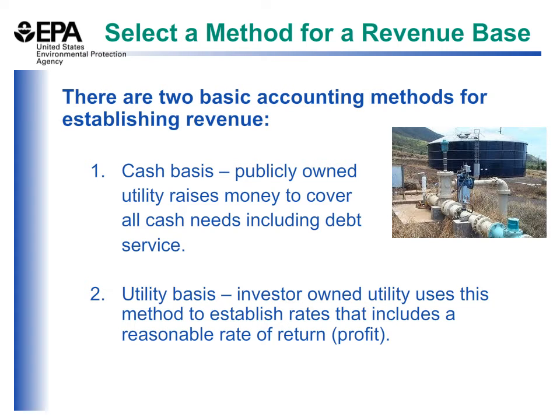There's two basic accounting methods for establishing revenue: cash and utility basis. So if you're on a cash basis and you're publicly owned, then a utility can raise money to cover costs, including debt services. But if you're a utility basis and you're an investor-owned utility, you may be able to use your equity as a profit. In general, publicly owned utilities don't show profit, and your utility could operate in either manner.